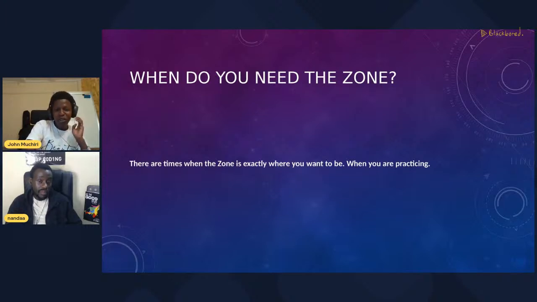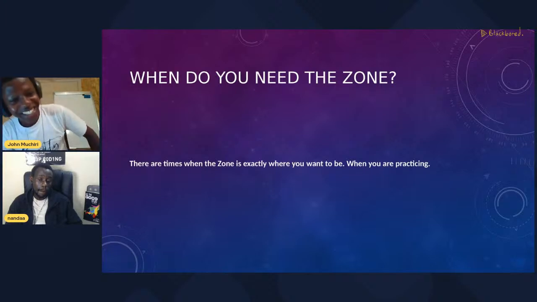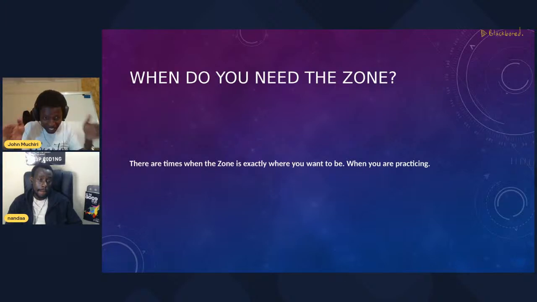But when do you need the zone? Sometimes you really need this zone. It's not a bad thing to be there. You need the zone when you're practicing: when you're doing your kata, your LeetCode, learning something, or doing your own personal projects. That is not a bad thing. But when you are writing something that integrates with other big pictures, that's when you don't need the zone.